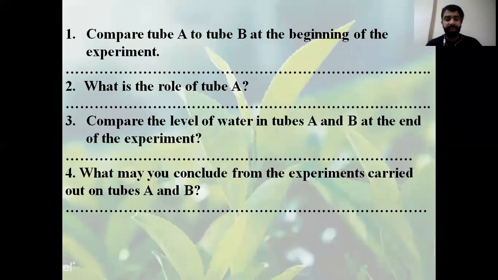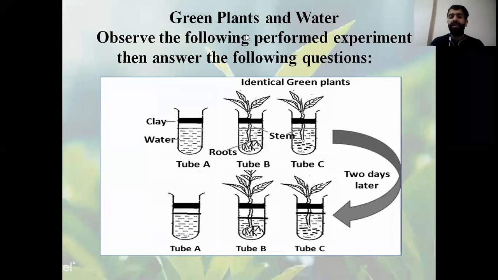Part 3. Compare the level of water in both tubes A and B at the end of the experiment. At the end of the experiment, the level of water in tube A remains the same. However, in tube B, it decreases to a lower level.